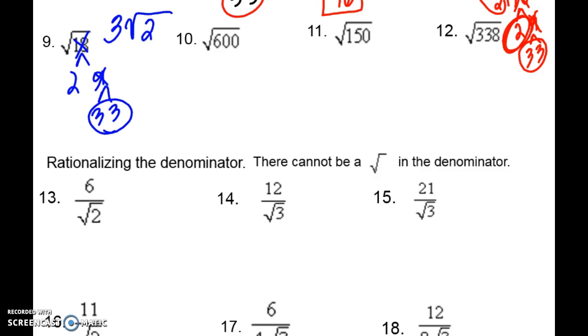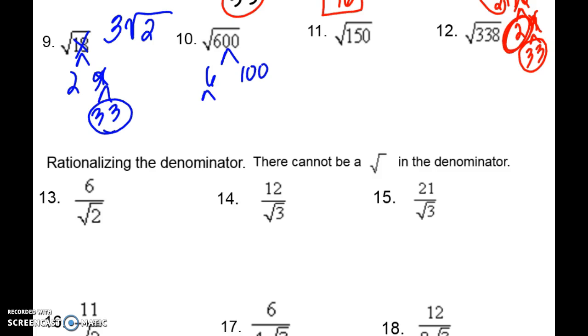Number 10 is interesting. How did you break number 10 up? 2 and 300. Okay. Remember, there's lots of ways. There are a lot of ways that I can break this up. 6 and 100 is probably how most of you did it, right? Okay, however you did it is fine.